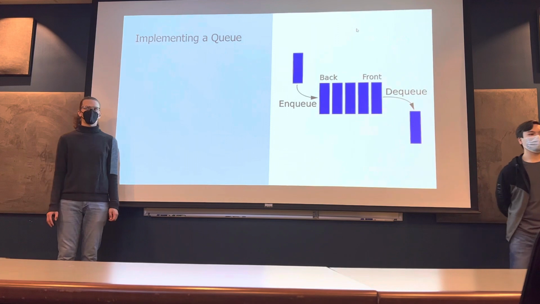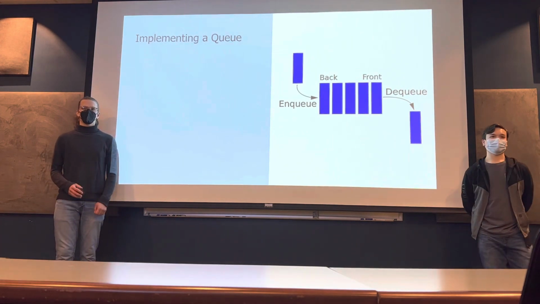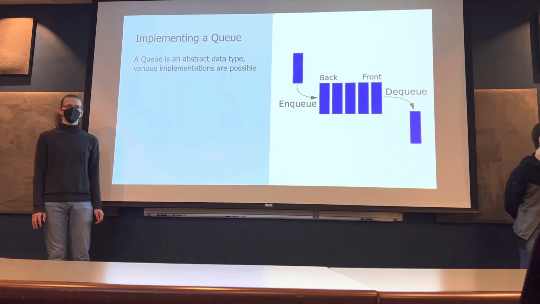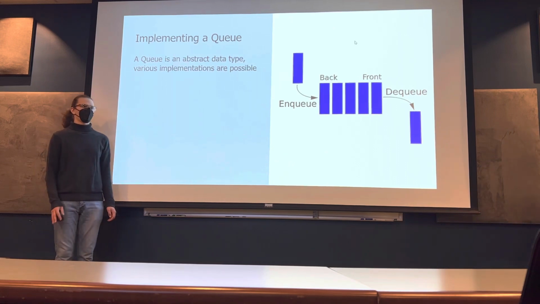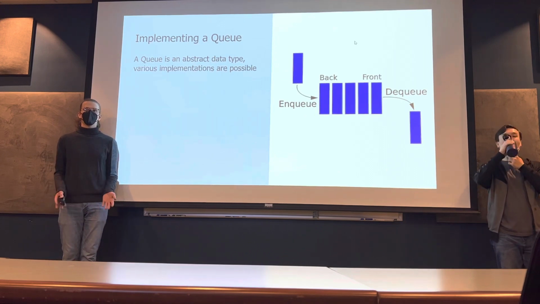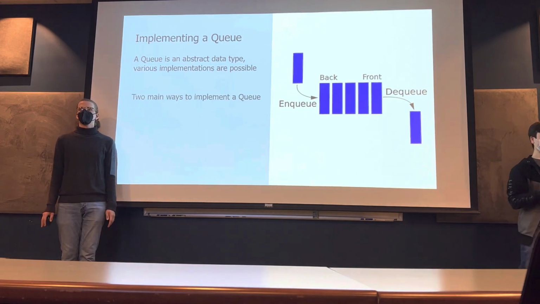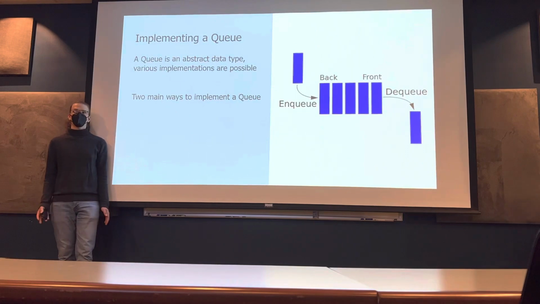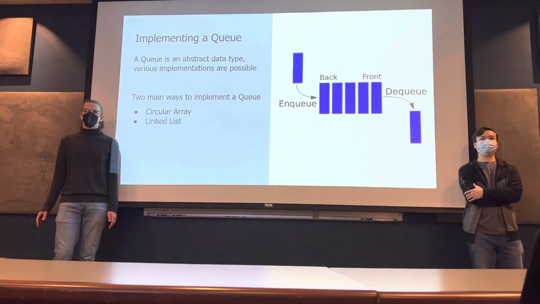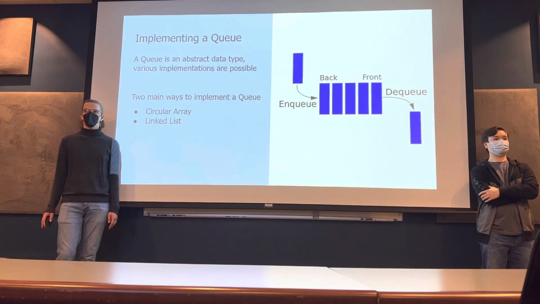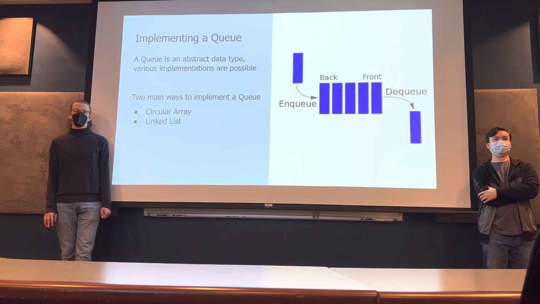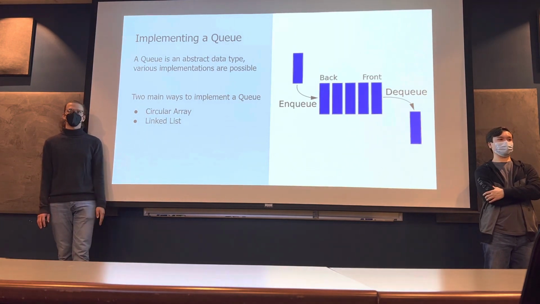You may be wondering, how do we implement a queue? Queue is an abstract data structure, so there isn't really a built-in queue in the C language. We have to make it from other data structures. So there are 2 main ways that we can implement a queue. One is using a circular array, and the other one's using a linked list. The one we're going to talk about that's more straightforward is using a circular array. But both of these are considered valid.